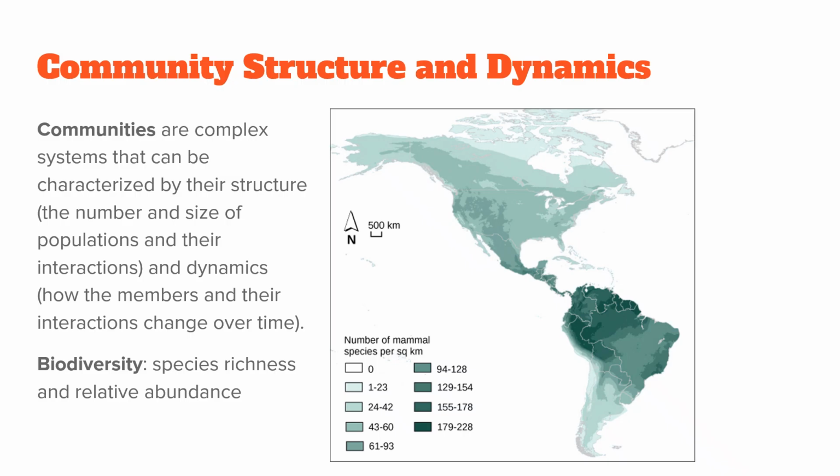Community structure refers to which species are present and their relative abundances. Dynamics describes how these change through time. Biodiversity has two key components: species richness, as in how many species, and relative abundance, as in how evenly those species are distributed. Disturbances and interactions shape both.